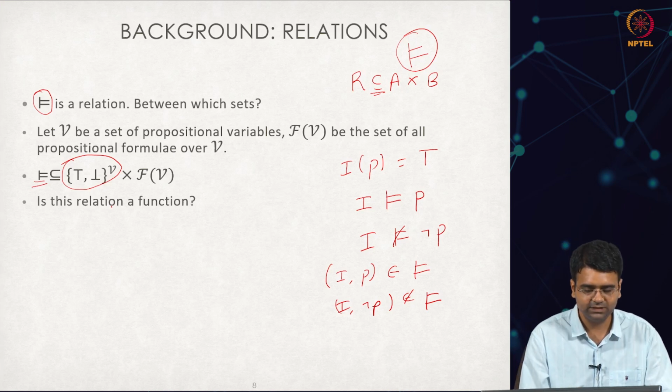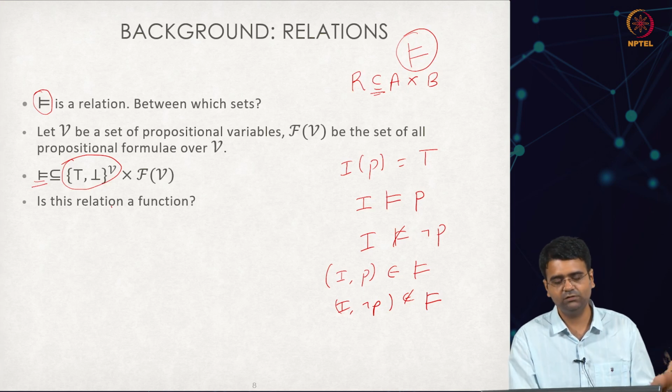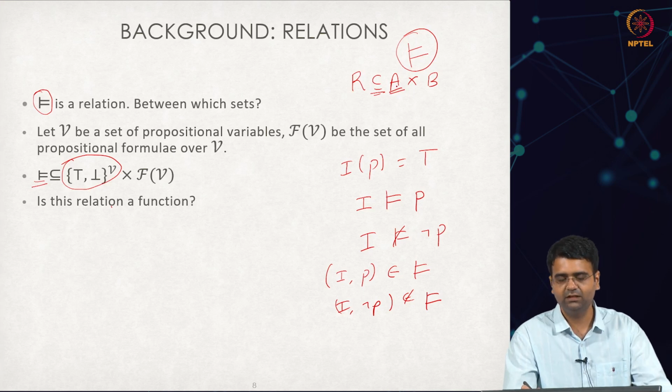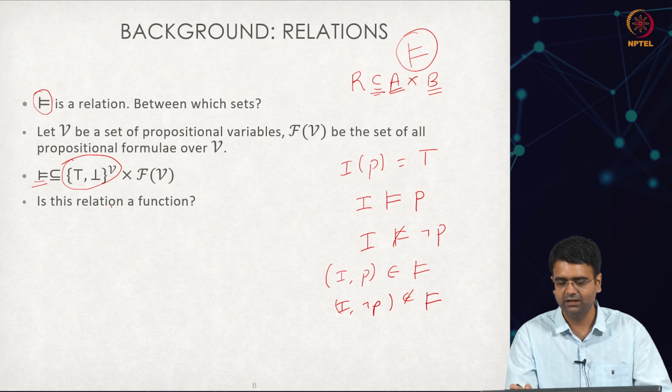So now you may ask this question: is this relation a function or not? If you recall from discrete mathematics, a relation is a function if it assigns a unique value to every element of the domain A. So for every element of the domain A, if the relation associates an element of the domain A with a unique element of the set B, which is also called the codomain, then this relation is called a function.